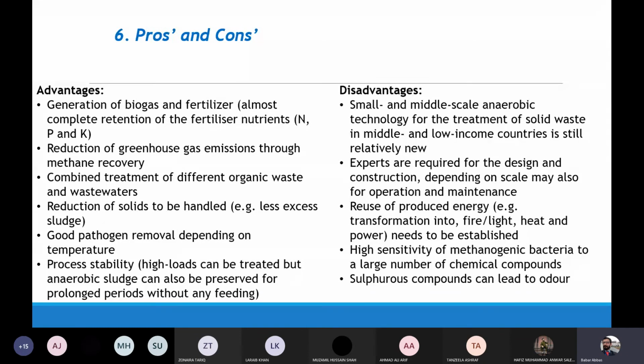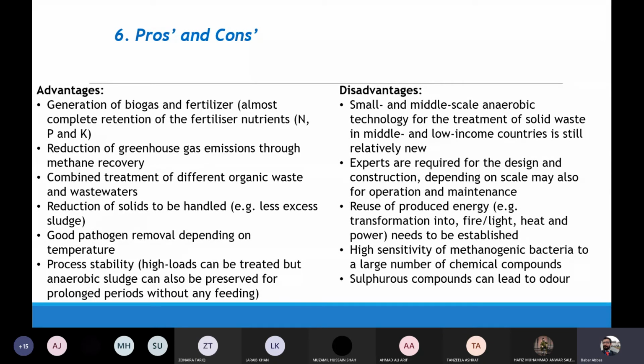For example, small and middle scale anaerobic technology for the treatment of solid waste in middle and low income countries is still relatively new. As we discussed earlier, we are not using the small scale or the middle scale anaerobic technology, and we are lagging behind in terms of biogas production systems. Experts are required for the design and construction, and depending on the scale, maybe also for operation and maintenance.